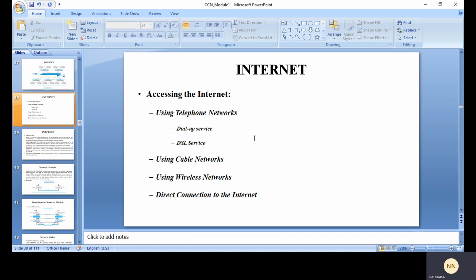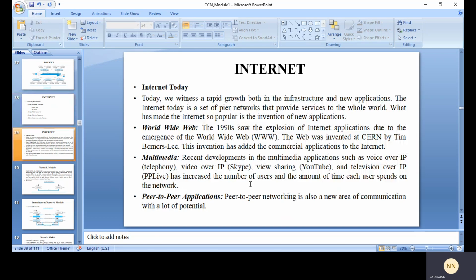Here we are going to access the internet. We use telephone networks, that is the dial-up service, and digital subscriber line DSL services. Also, in the olden days we used BSNL landline. By making use of that we use the internet, that is dial-up services, and digital subscriber line services also. Then using cable networks, using wireless networks, and direct connection to the internet. With advanced technologies, we use optical fibers directly connected to each individual home, which we can call a direct connection to the internet.